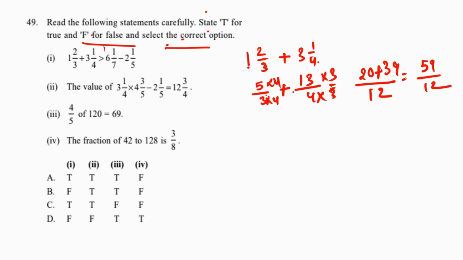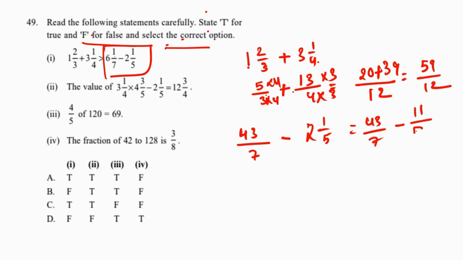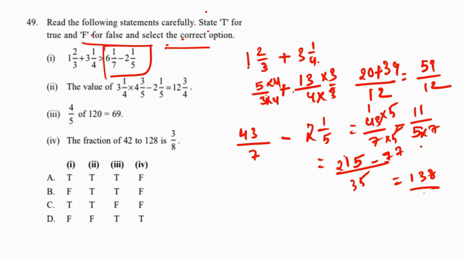And the right hand side, if we just find out 6 1/7, that's 6 times 7 is 42 plus 1, 43/7, minus 2 1/5. That's 43/7 minus 5 times 2 is 10 plus 1, 11/5. That would be 35 as the LCM. So 43 times 5 would give us 215, minus 11 times 7, which is 77. If we subtract 215 and 77, we get 138/35.